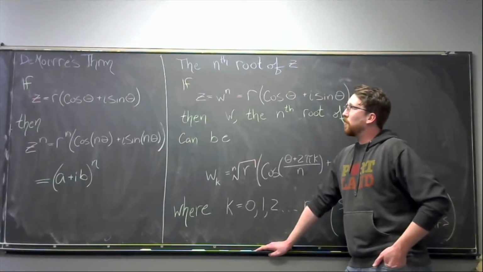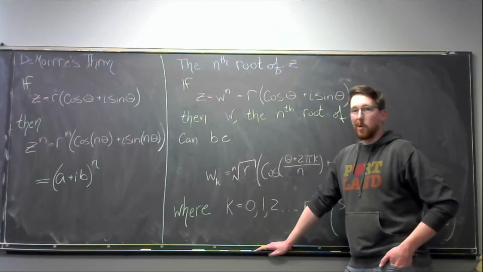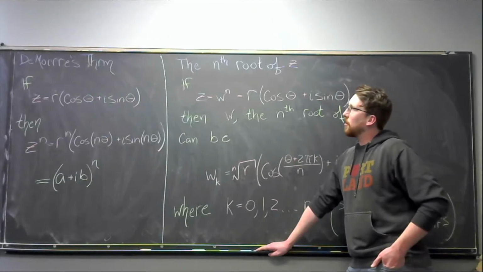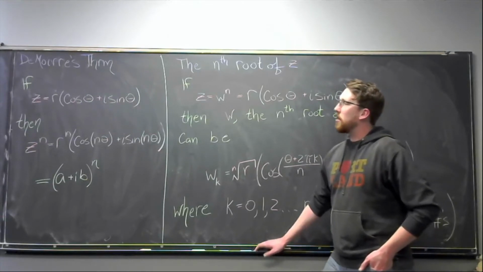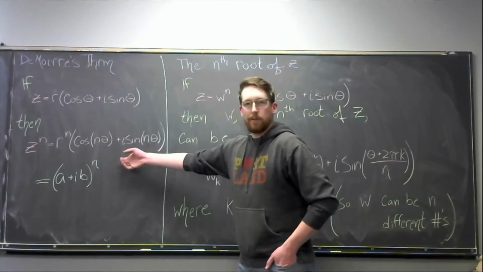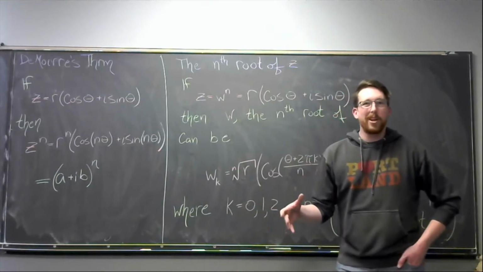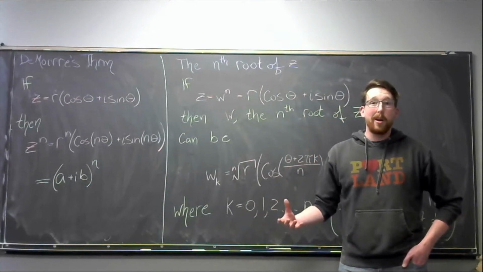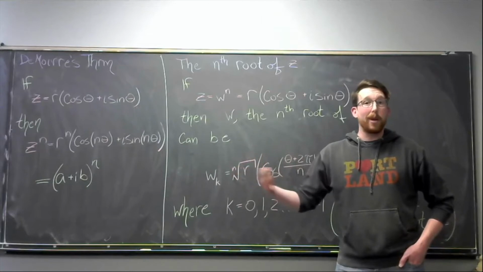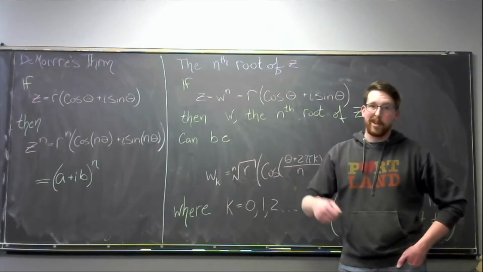Alright, so we're at the end here. We're almost there. One more example after this. What I want to talk about now is De Moivre's theorem. De Moivre's theorem gives us a simple way of finding the power of a complex number. That's it. That's all it does.